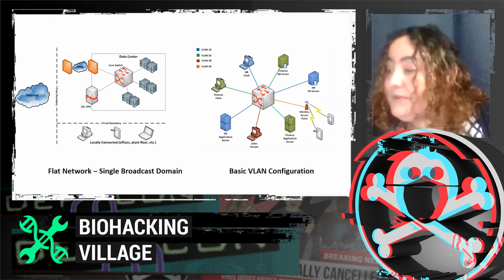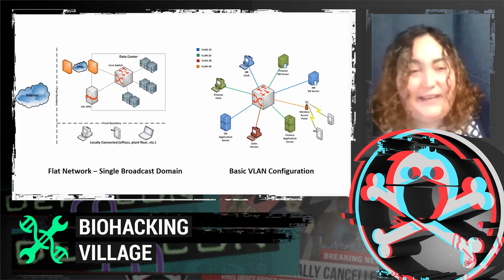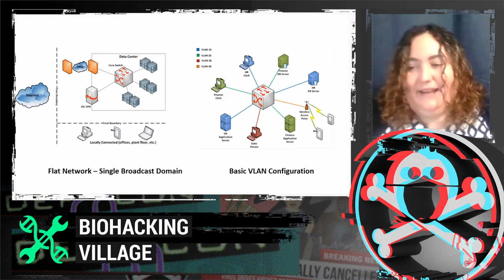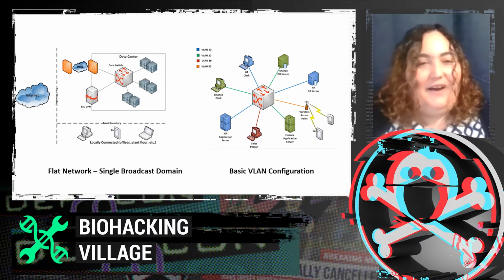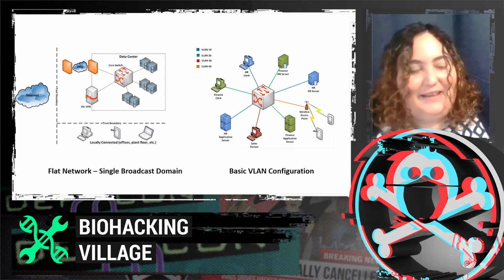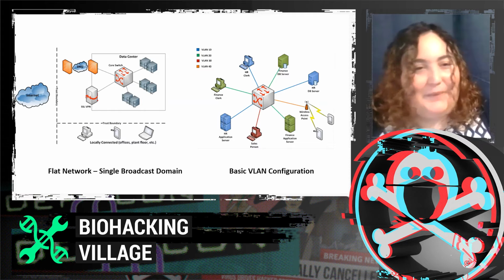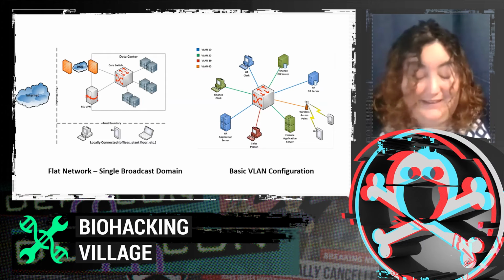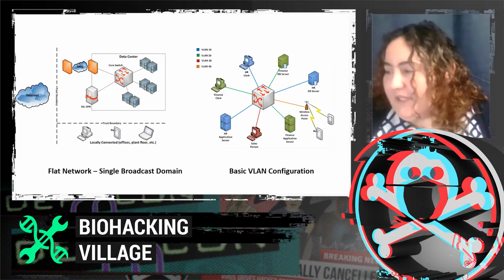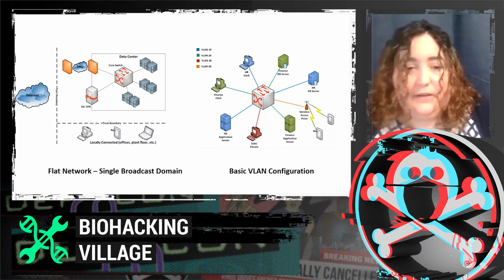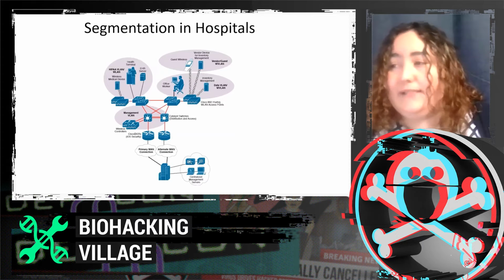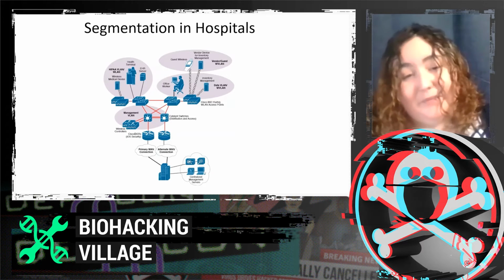Here are some examples of what a flat network looks like, and that's what we have seen in a lot of hospitals. You have the internet, and everyone can access the internet, and all the equipment runs on the same network. It's almost set up like a home network, but in a business that deals with such sensitive information. The next picture is a basic segment, and here is an idea of what segmentation in hospitals looks like.